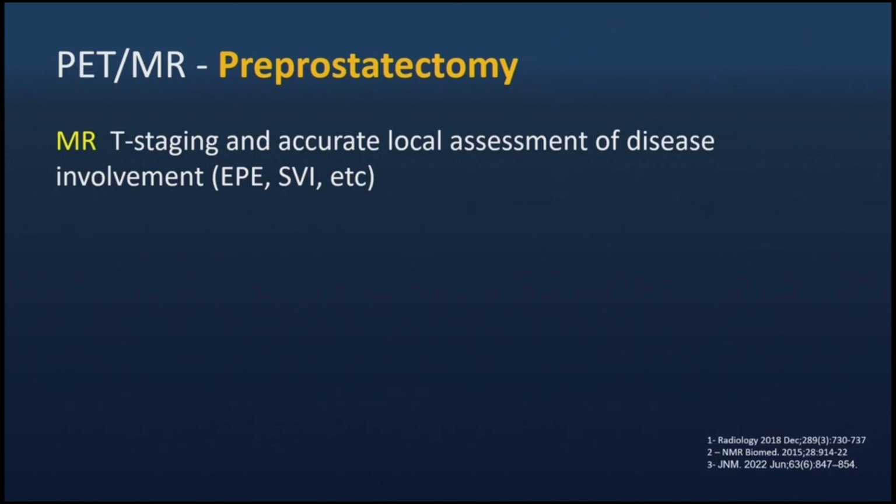A lot of our patients at UCSF, we're fortunate to have a PET MR with them. If not, then they always get an MR before they get their PSMA PET. Why do we do an MR? Well, it helps us provide T-staging and accurate local assessment of disease, in particular, looking for extraprostatic extension and seminal vesicle invasion. And then we get the PSMA PET.